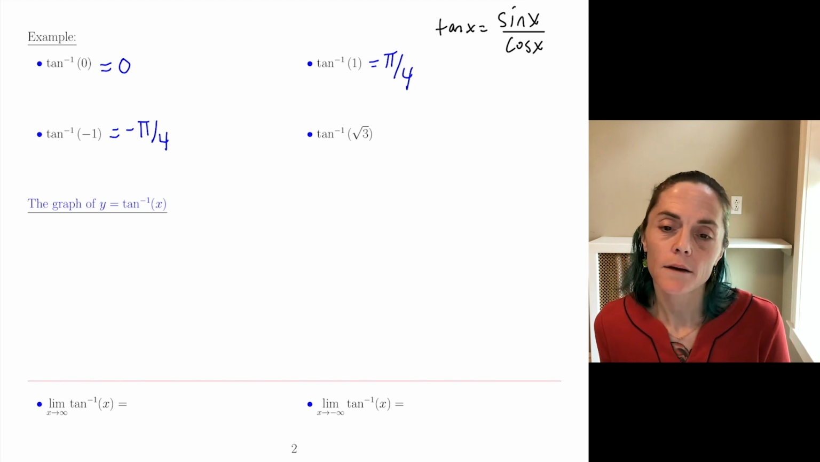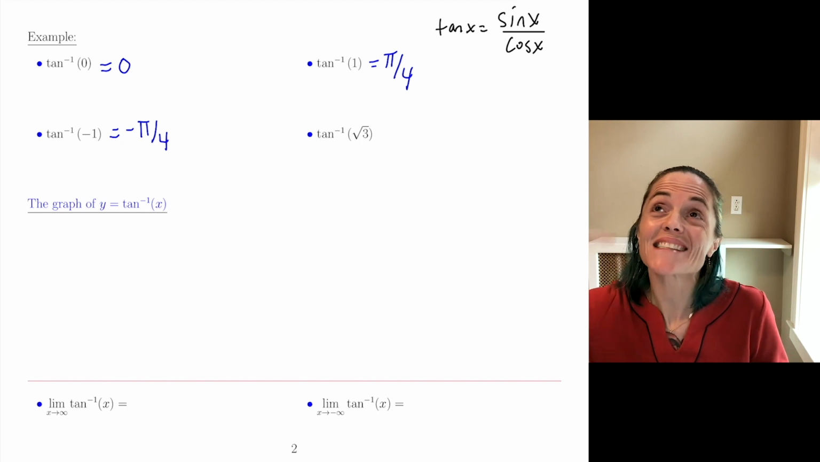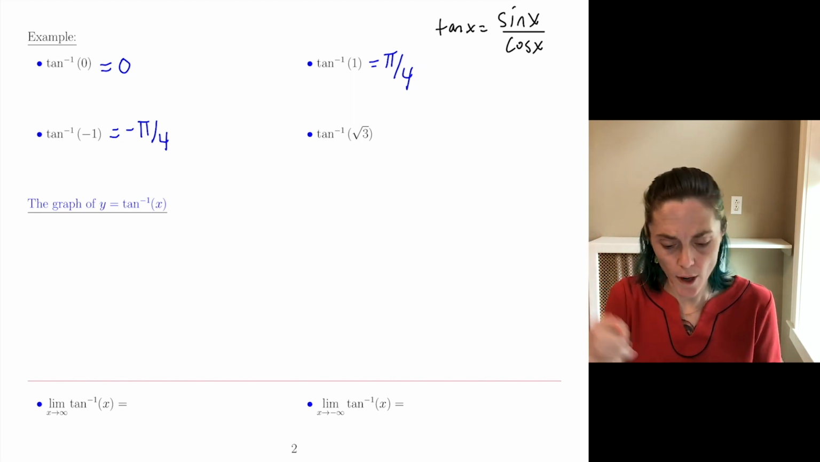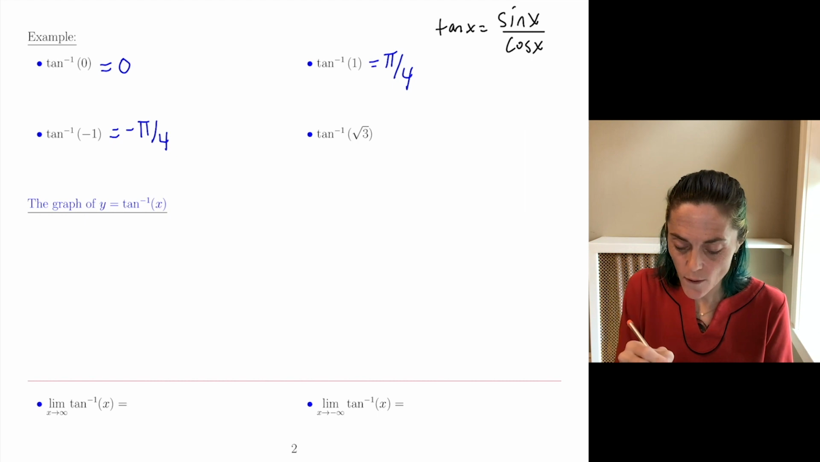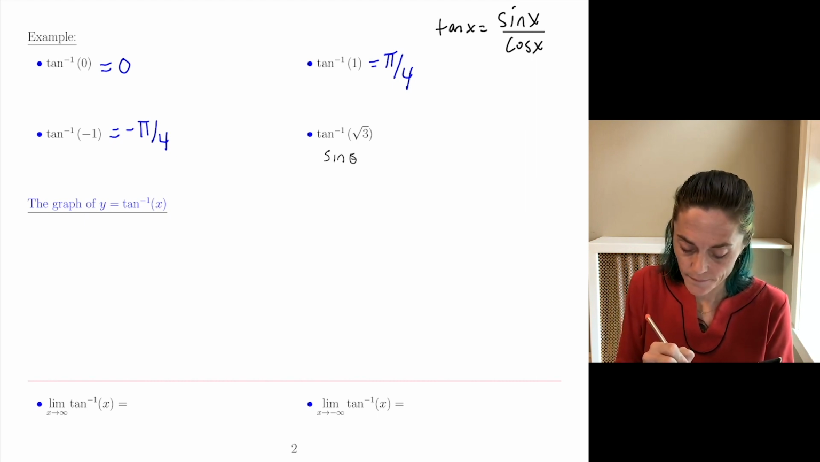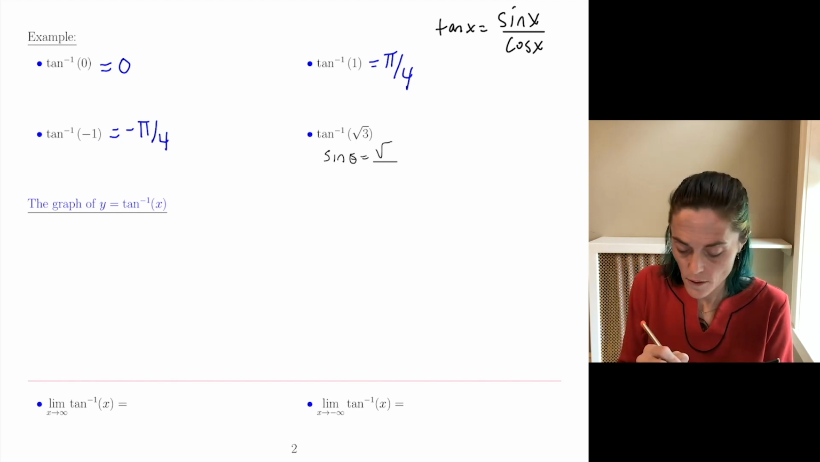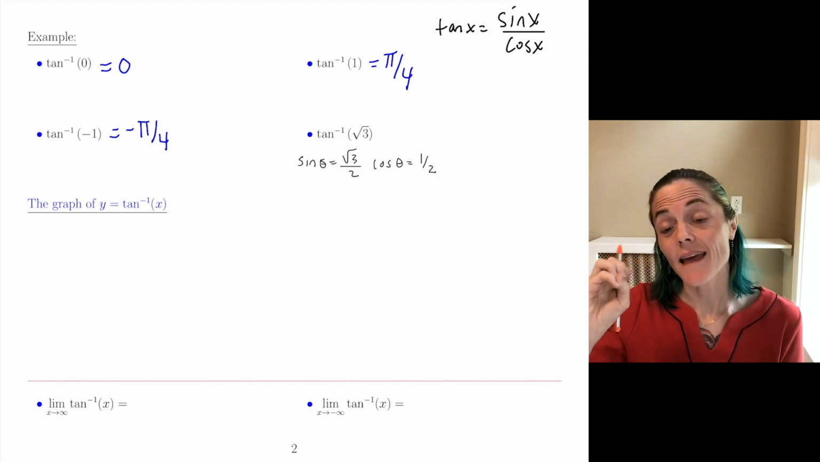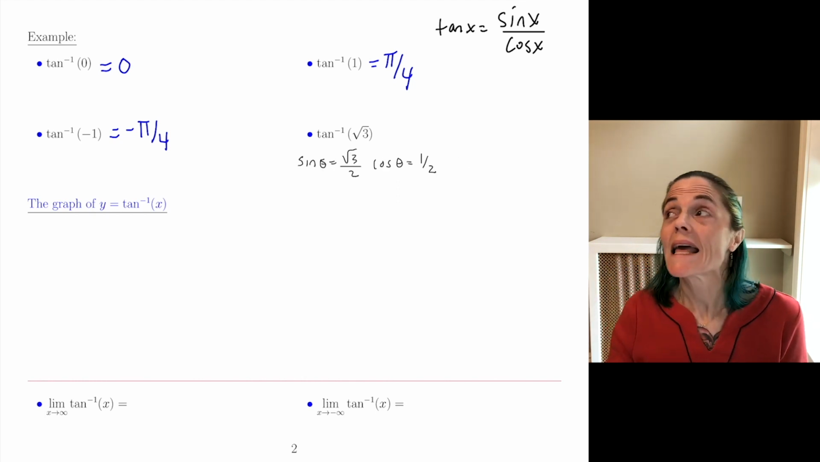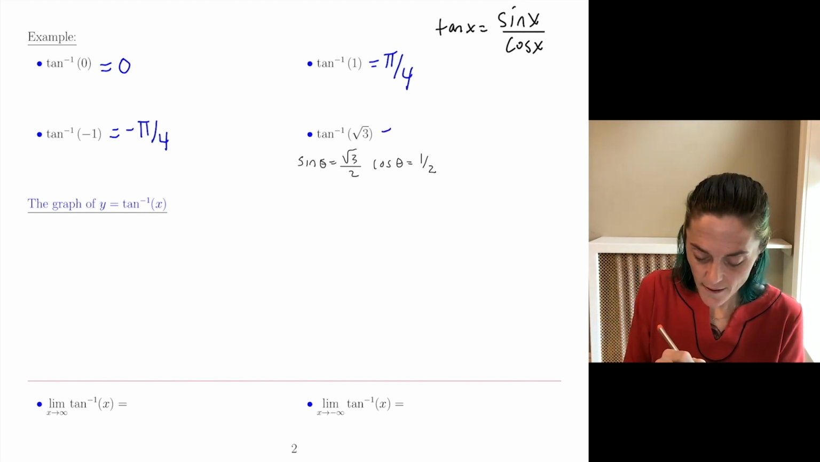Now, finally, square root 3. So we think about the angles that we know, and sine is in the numerator. I could do a little bit of side work underneath. This would say that the sine would be square root 3 over 2, and the cosine would be 1/2. Sine theta is square root 3 over 2. This happens at pi over 3. This is my answer here.